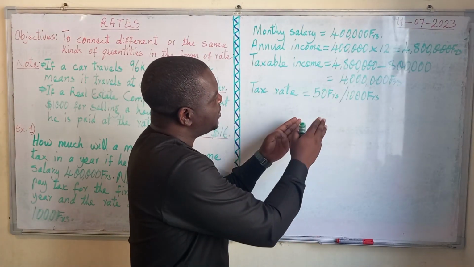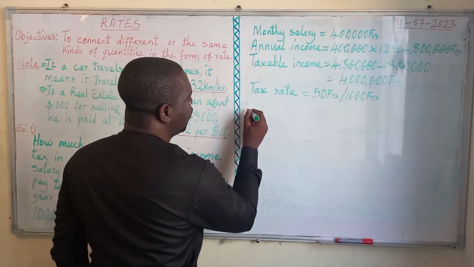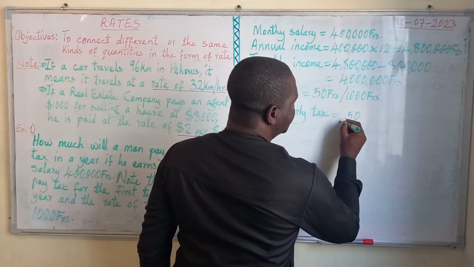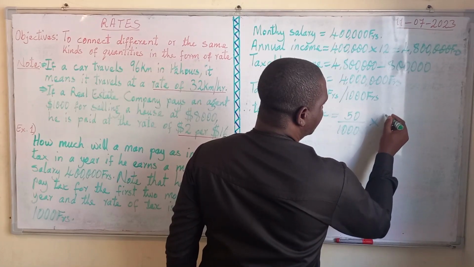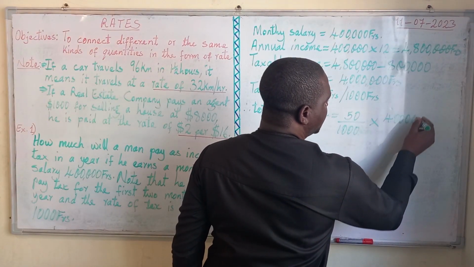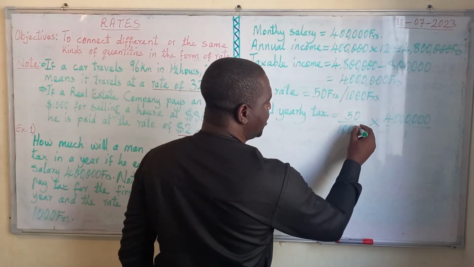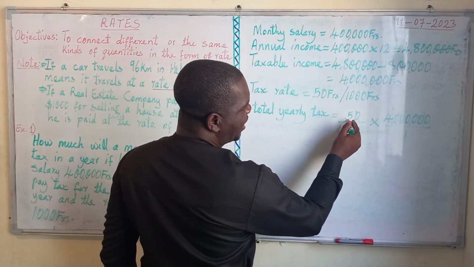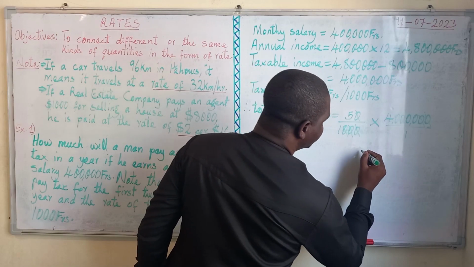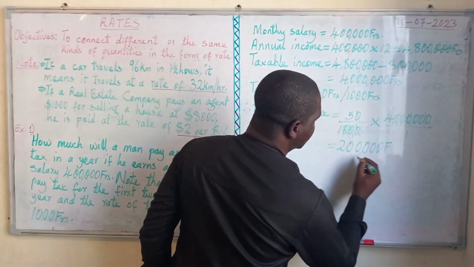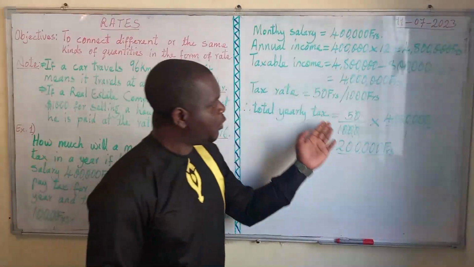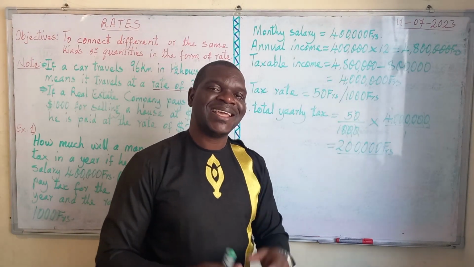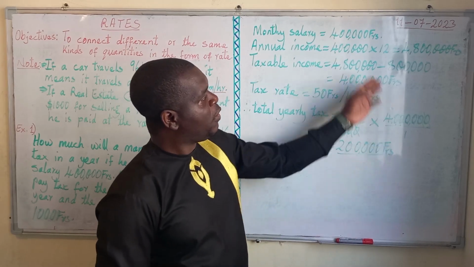Now let's go ahead and calculate the total tax for the year. Therefore, total yearly tax will be equal to the tax rate, which is 50 over 1,000, multiplied by the taxable amount, which is 4 million over 1. So you can simplify 1, 2, 3. We'll simplify 1, 2, 3, and we're left with 5 times 40,000, and this will give us a total of 200,000 francs. Therefore, for the whole year, he is going to pay a total of 200,000 francs as tax from his yearly income of 4 million.